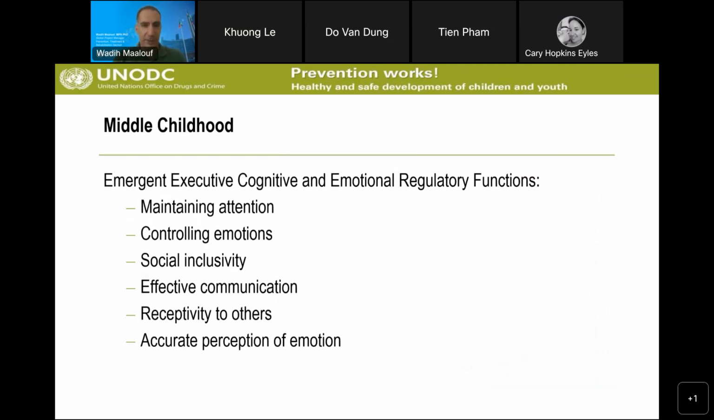to understand biology, chemistry, physics, but it does not necessarily always have the role to help kids overcome and develop the skills that they need at this age of development: how to maintain attention, to control emotion, how to be socially inclusive, and to be part of different social networks, how to be effective in communication, how to be positively received by others, how to accurately perceive your own emotions or the emotions of others. These are all executive, cognitive, and emotional regulatory functions that are essential at this age of development.